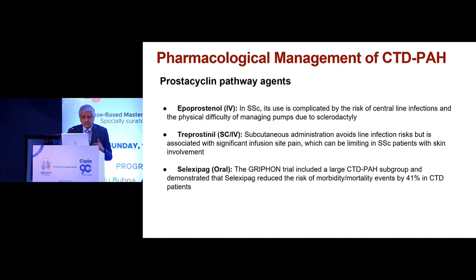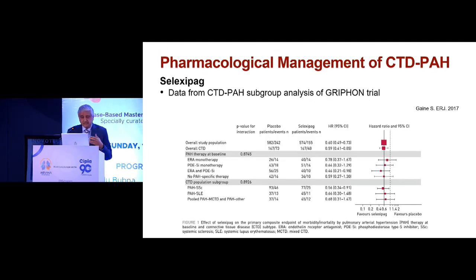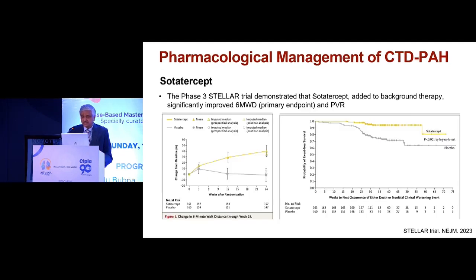Again, I'm not going to go into this. There are problems as far as prostacyclin pathway agents are concerned. In scleroderma patients, if you're giving it subcutaneously or intravenously, they don't tolerate it that well. And selexipag is the drug which one would tend to give. And the GRIPHON trial did show in the subgroup analysis that CTD patients did well. And the same is true with sotatercept.